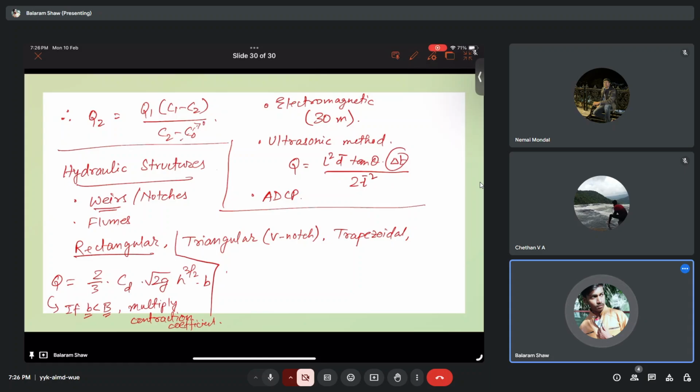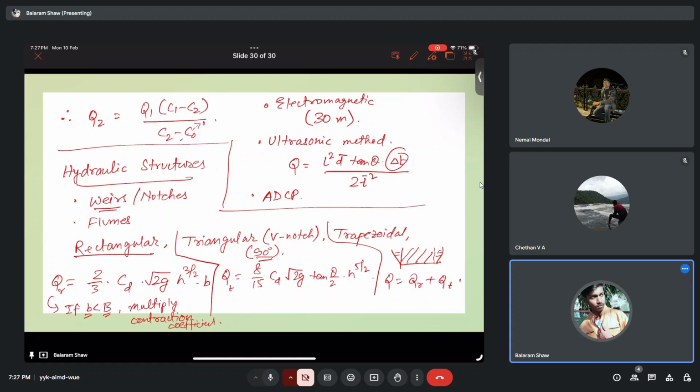Now for triangular notch, we write Q equals 8 by 15 Cd root 2g tan theta by 2 into h to the power 5 by 2. Okay. And in trapezoidal, if you see the trapezoidal, it is kind of, this is the rectangular part and this is the triangular part, right? So if I write QR and QT, Q will be the summation of QR and QT. Okay, so here triangular is mostly in 90-degree angle. There are other triangular notches also which have different angles.